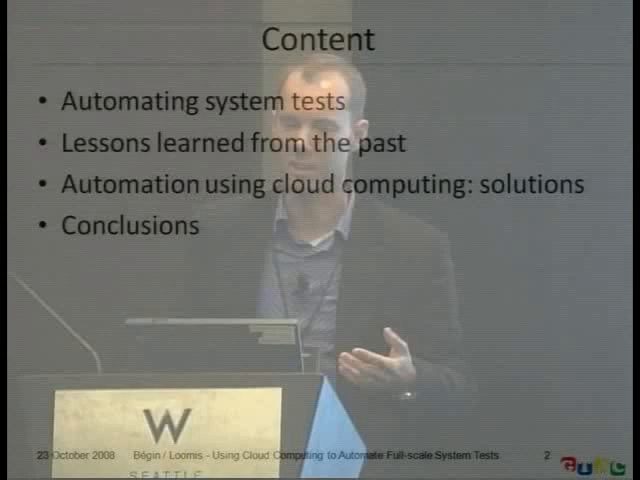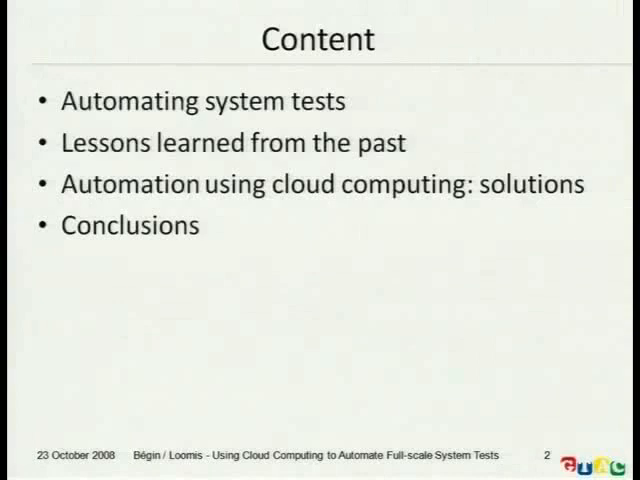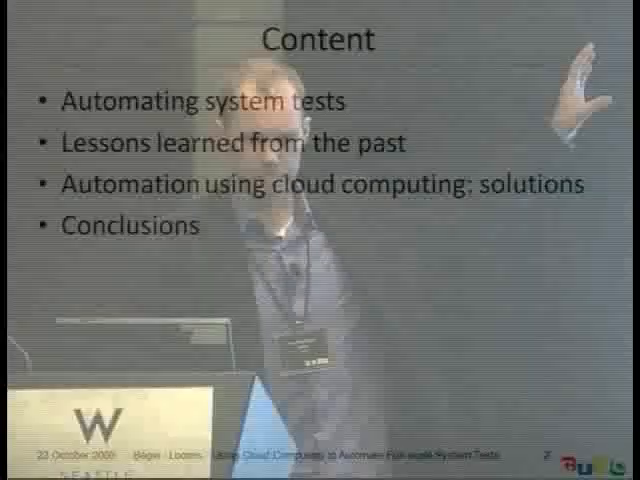I'll spend a bit of time talking about the problem domain, the problem we're trying to solve. Then we'll go through some lessons learned from past experiences, especially in using grid computing to do some of the automation we're doing. And then I'll hit the core of the talk, which is how we're using cloud computing, and the solutions and issues that we found with this, and I'll conclude.